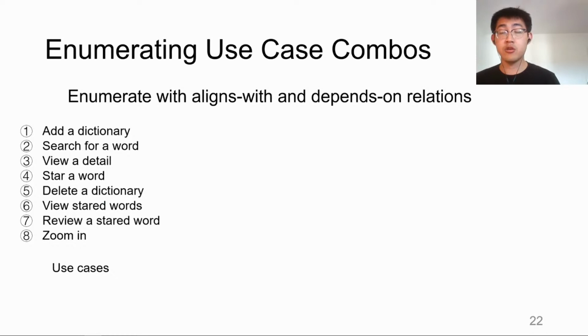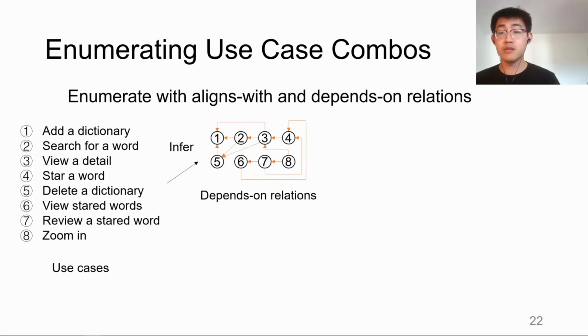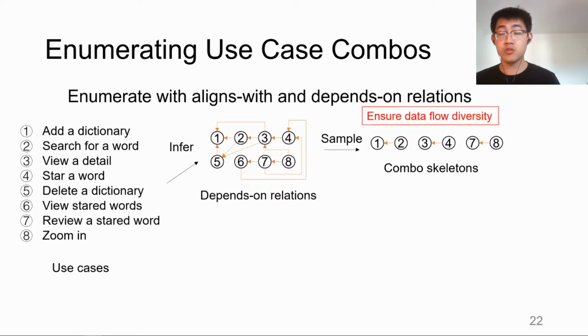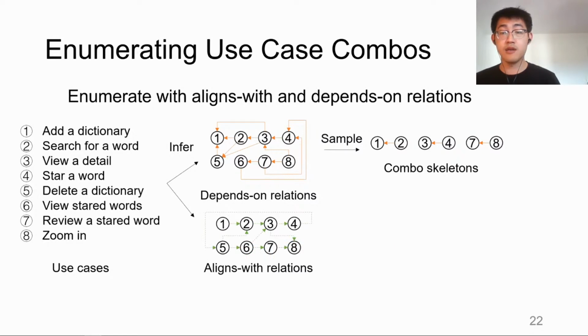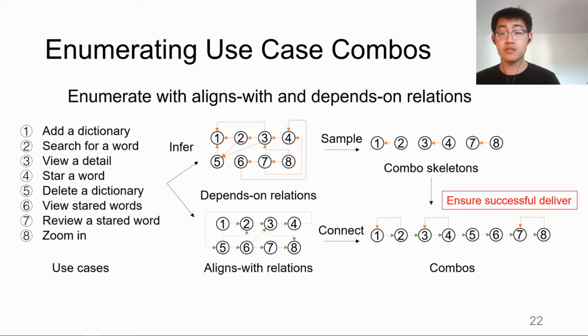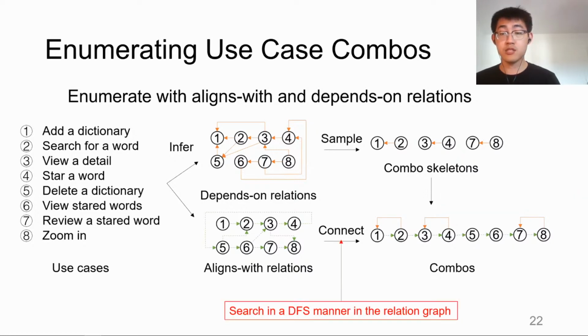With the 2 relations, we can enumerate meaningful combos accessing different behaviors of the app. Given a set of use cases, we first infer their depends-on relations. Next, we sample combo skeletons from the use cases. These skeletons must exhibit sufficient depends-on relations to ensure data flow diversity. Then we infer aligns-with relations from the use cases. Finally, for each combo skeleton, we insert use case sequences into them to ensure the alignment of consecutive use cases. Each of these use case sequences is obtained by searching in a DFS manner in the aligns-with relation graph.